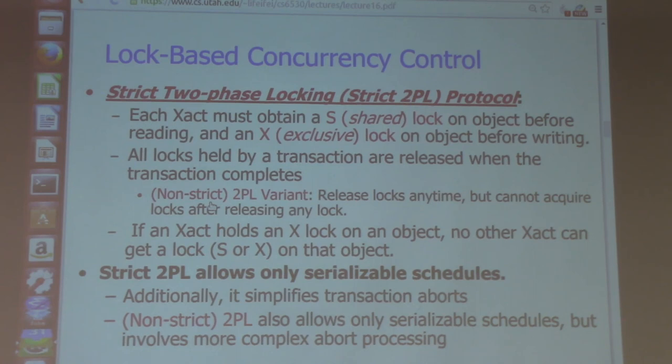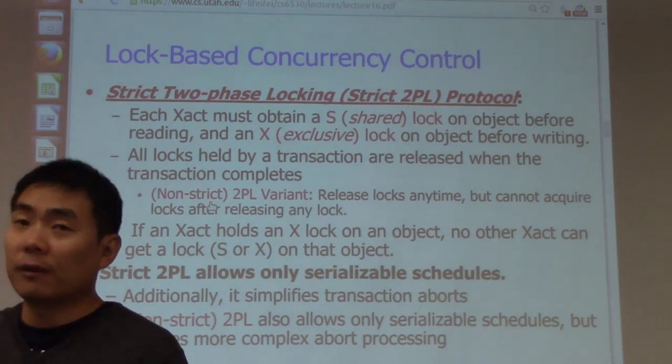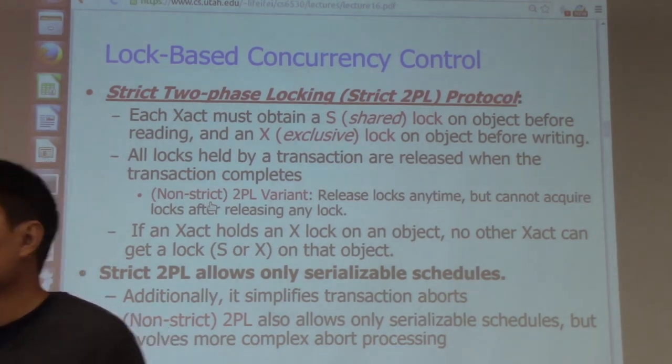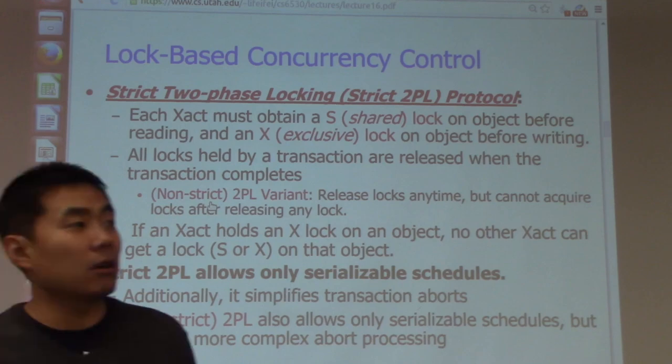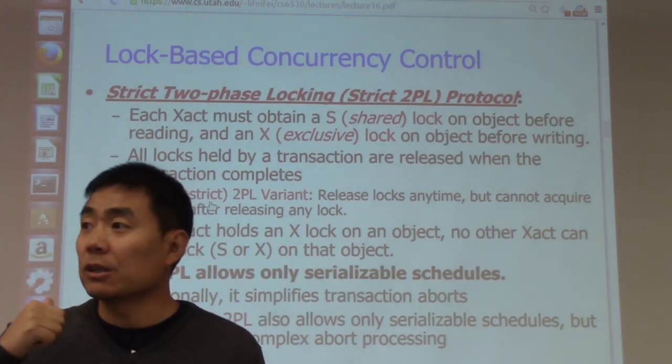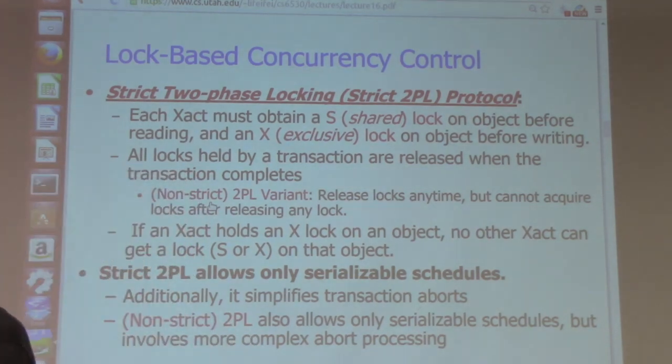So there are a couple of classical protocols with respect to achieving these goals, meaning achieving serializable scheduling. In other words, get rid of all three types of conflicts. I'm going to focus on just one of them, which is the locking-based protocol. There are also other protocols I will briefly talk about after we finish the discussion on the locking-based protocol.